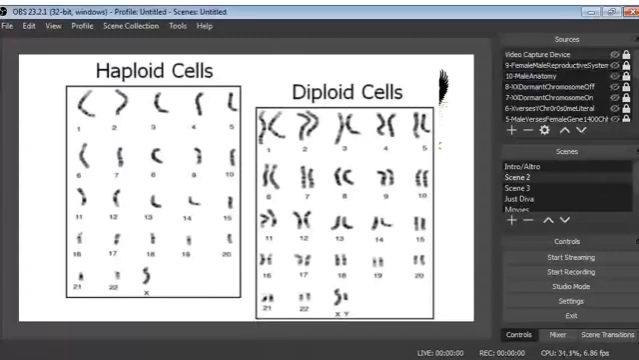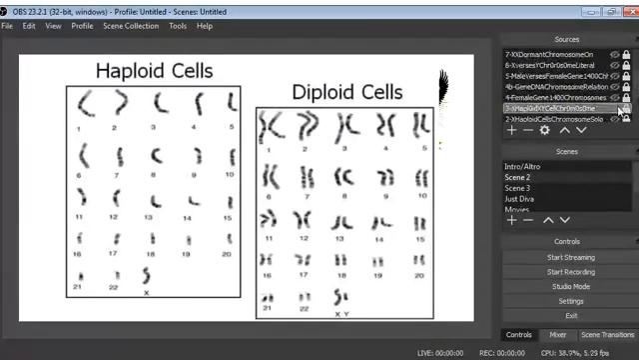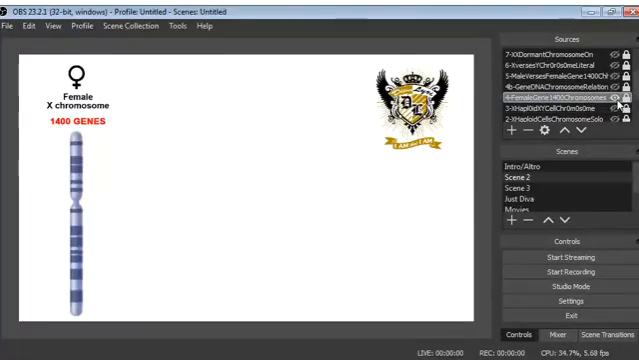Now, all right, so there are 23 chromosomes, and let me show you something, because what I want to show you is the understanding of the chromosome versus the gene versus the DNA, and so we're going to look at that right now. All right, so now, first of all, before we go into that, this is what I want to do. This is a female X chromosome, and you see it has 1,400 genes in it. That's what all of these stripes and striations represent. 1,400 genes in this X chromosome.